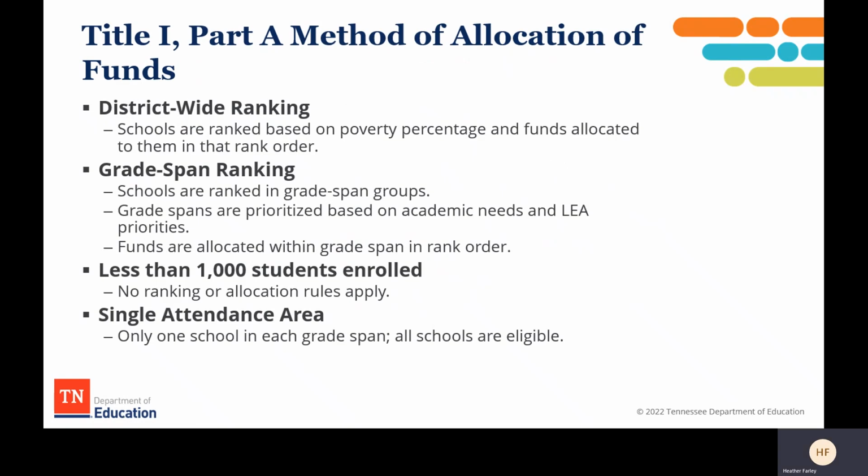When it comes to the method of allocating funds, LEAs have the option of district-wide ranking or grade span ranking. Please note, for those that have less than 1,000 students or you're a single attendance area, the ranking and allocation rules do not apply.